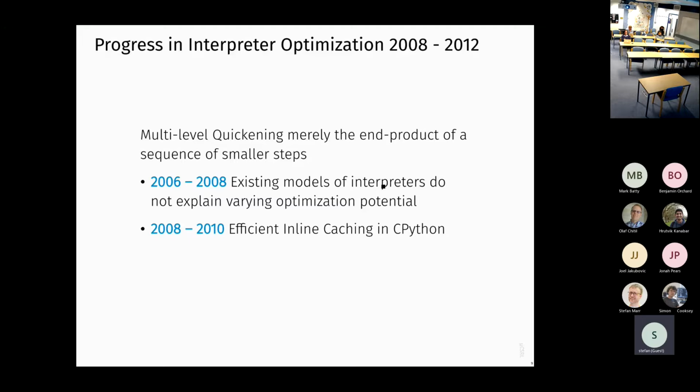From 2008 to 2010, after I understood what the performance problem really was, I worked in the beginning on efficient inline caching in CPython, which today I found out is in CPython. So they seem to have adopted some of these techniques, and they are using that in CPython. Then from 2011 to 2012, after I moved to the States, I looked into multi-level quickening, and we're going to talk about it in detail.